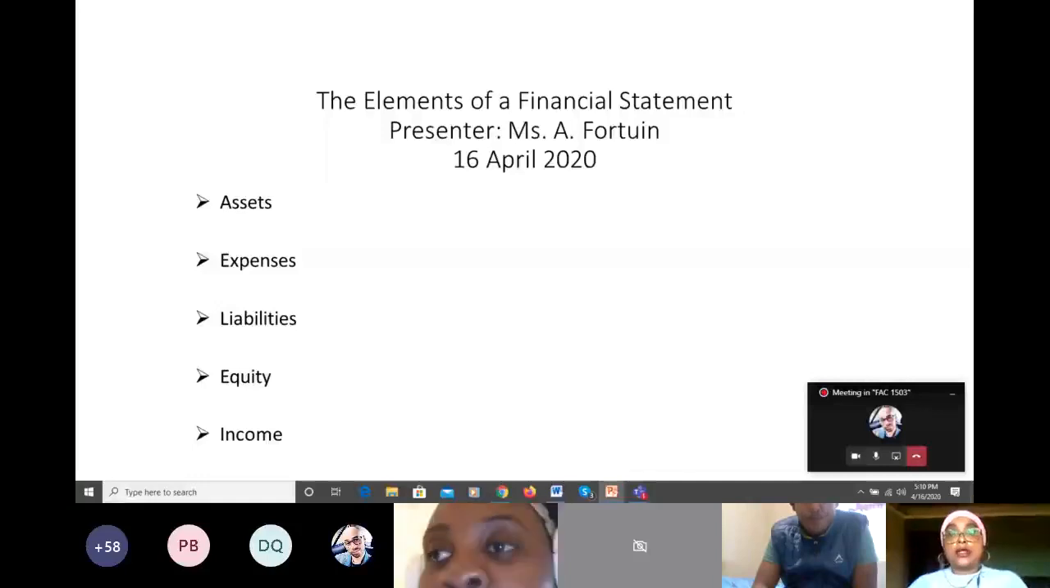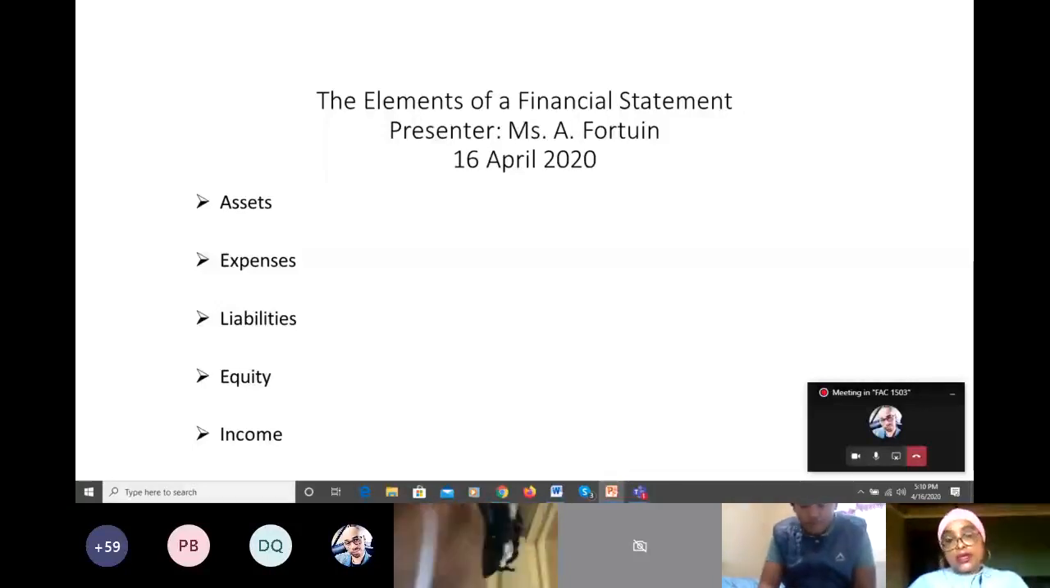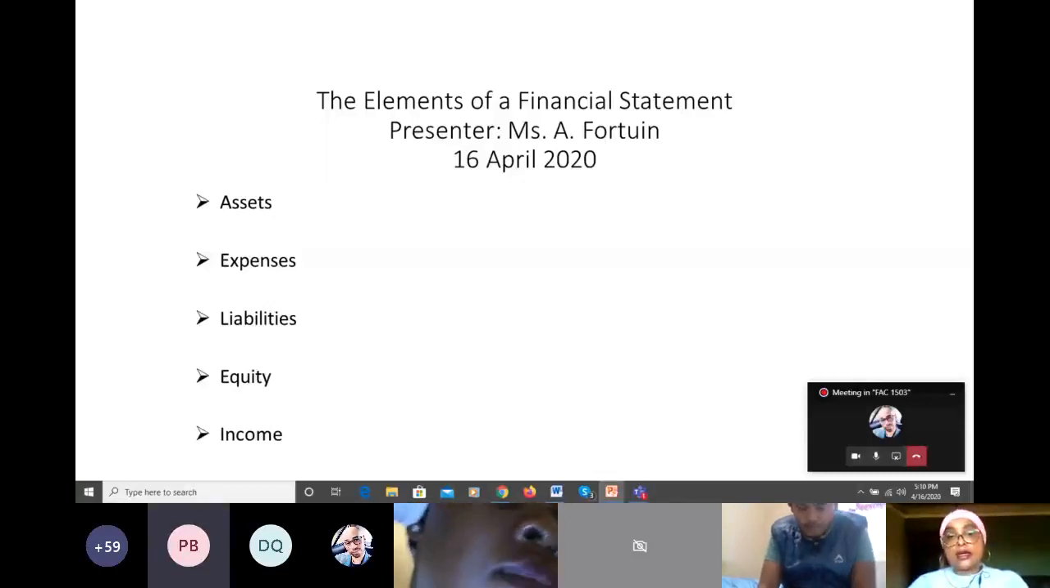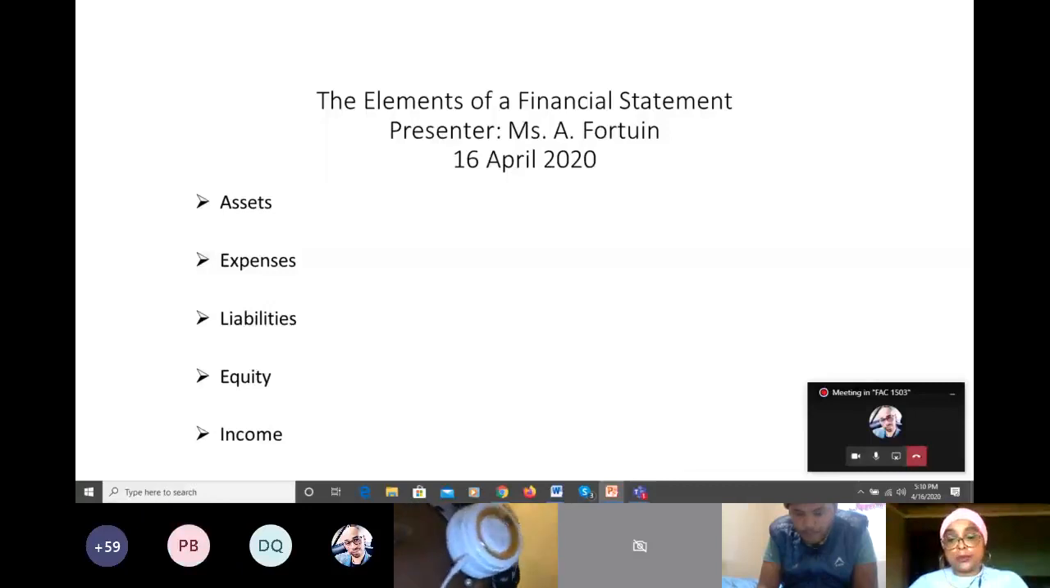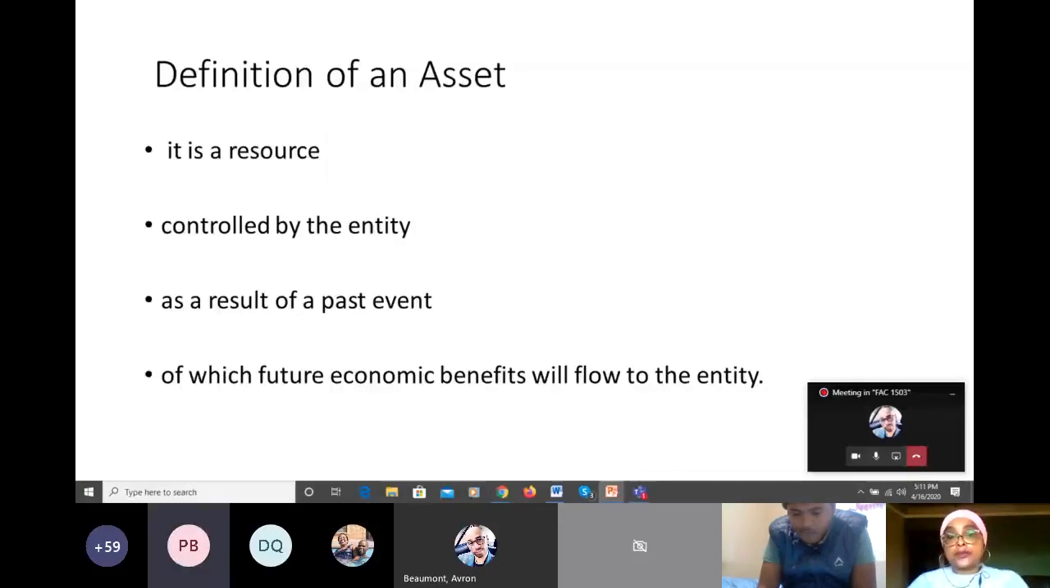Thank you, everyone. Okay, there are 5 elements of a financial statement. So basically, they are assets, expenses, liabilities, equity and income. So it's very important to be able to understand the definition of these, to be able to classify them into the correct categories. Okay, so let's look at the definition of an asset.